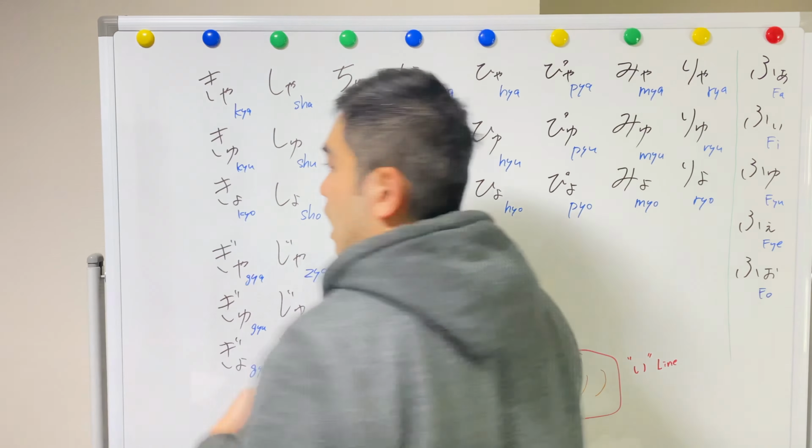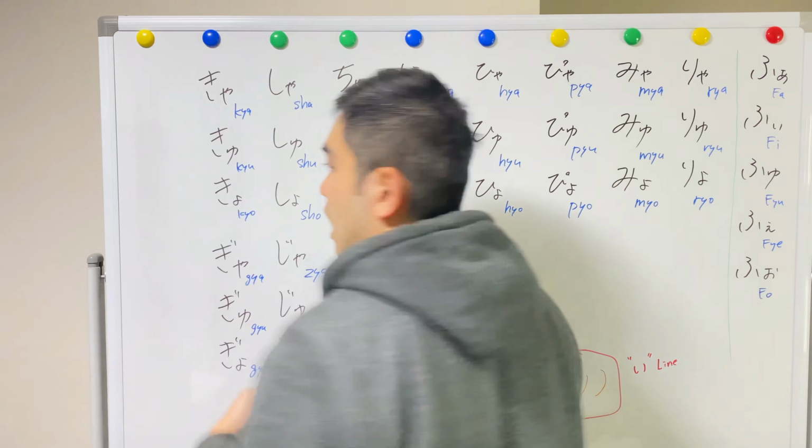And look at this. It looks like the double quote, right? And this symbol means change the original sound into the voiced sound, like this: hi, bi, right? And this small circle. This symbol means make the original sound into a p sound. And this is called handakuon, and this is called dakuon.